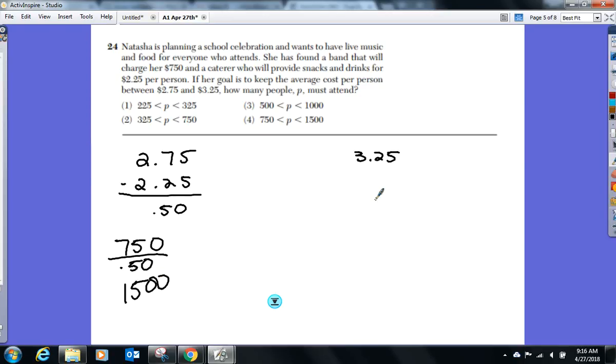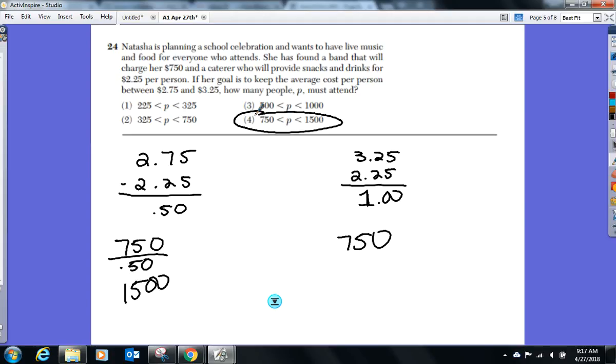What if she went $3.25 a person? Still charging $2.25 a person for the food. How much money does she have left over now for every one person? She's got $1. All right, so if she charges $3.25 a person, she's going to have $1 left over for every person. So how many people must she invite to cover the band then? 750 people. Okay, so to cover this, if she wants to charge $2.75 to $3.25, she's got to invite at least anywhere between 750 and 1,500 people.